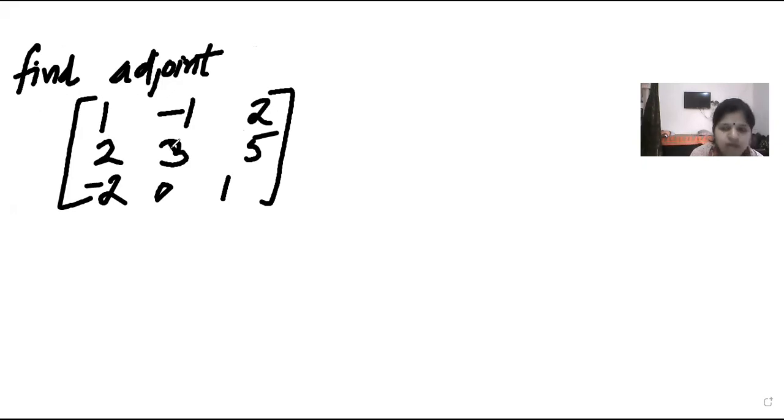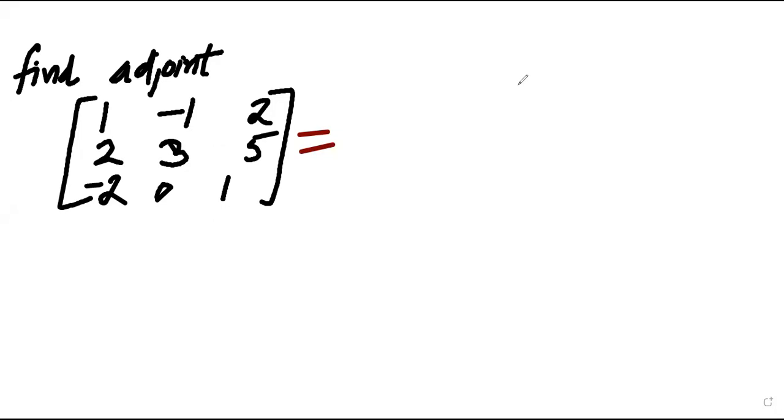So how to find the adjoint of any 3 cross 3 matrix? So I am repeating it. First you have to find the cofactors. Here you have to find the cofactors. I represent it by Aij. What it means? I am finding the cofactors.